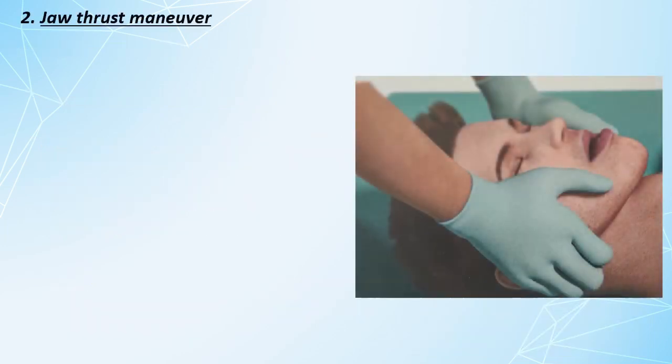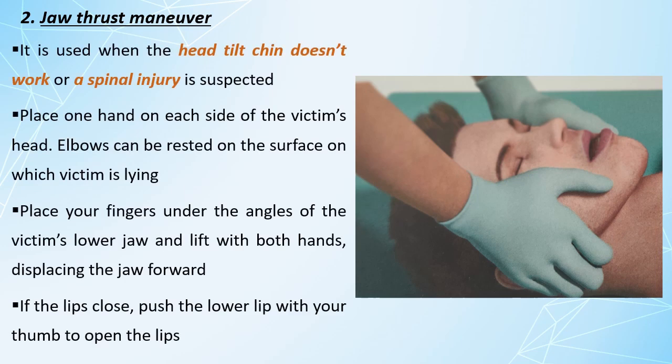The second one is the jaw thrust maneuver. It is done when the head tilt chin lift doesn't work or a spinal injury is suspected in the patient. It is done by placing the fingers on either side at the angles of the jaw and lifting the jaw with both hands, displacing the jaw forward. And if the lips close, then we need to push the lower lip with our thumb to open the lips.